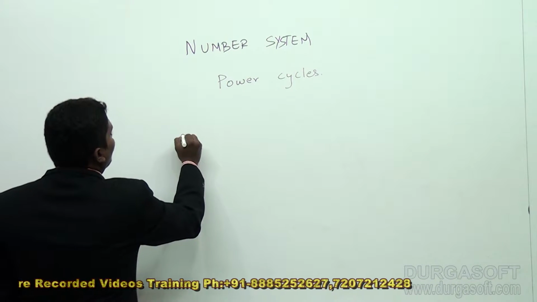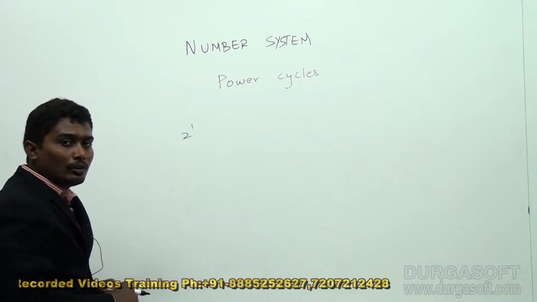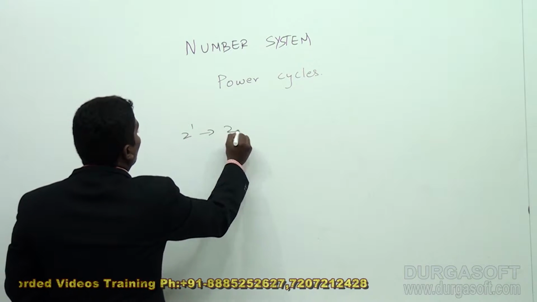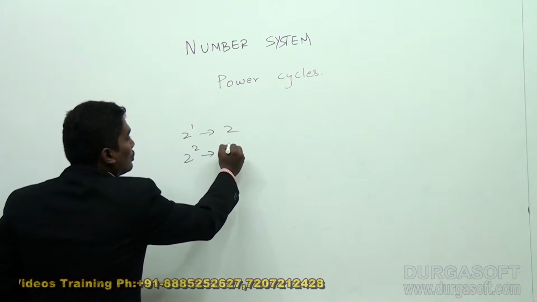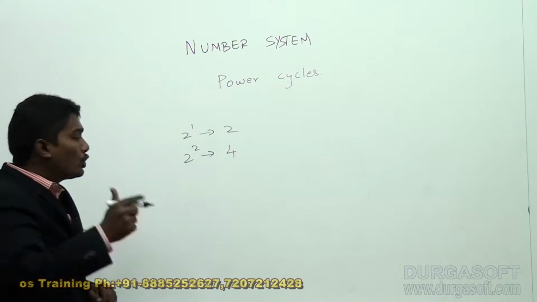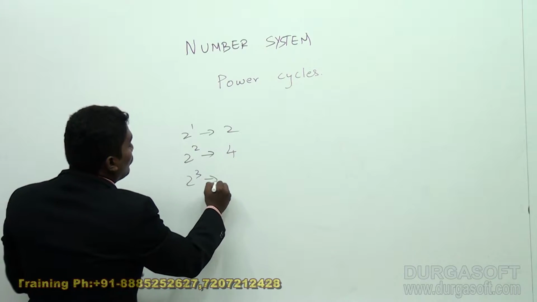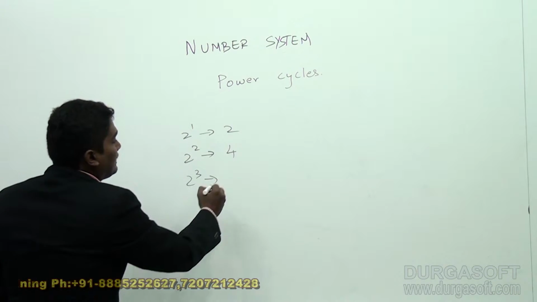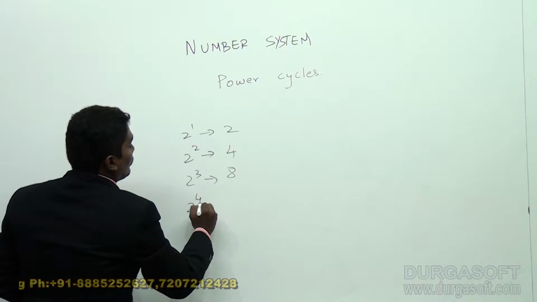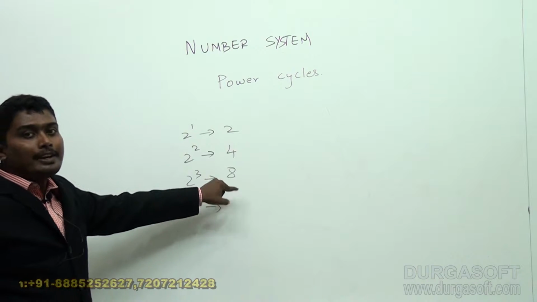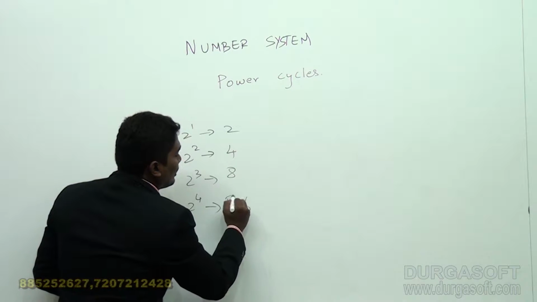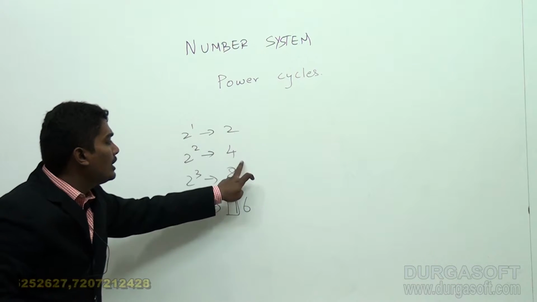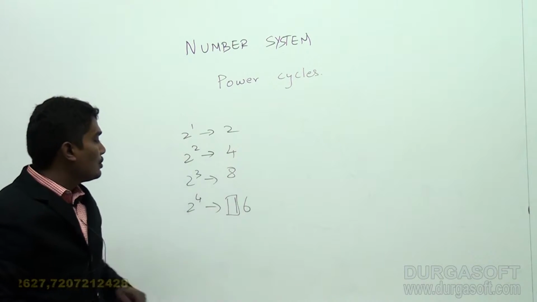Now what is the value of 2 to the power 1? 2 to the power 1 will be 2. 2 square will be 2 into 2, 4. 2 cube will be 4 into 2, 8. 2 power 4 will be 8 into 2, 16. So 16, it ends with 6. Now we are concentrating only on the unit digits. So we leave away this 1.